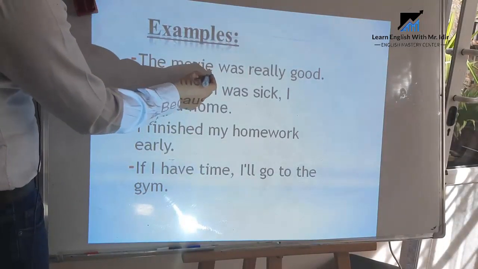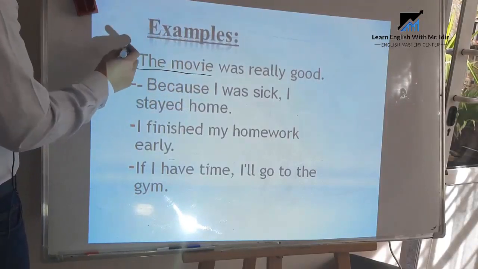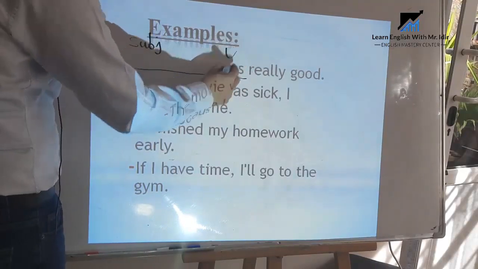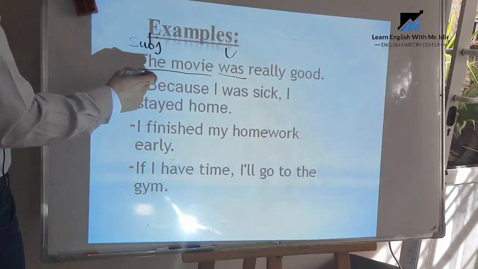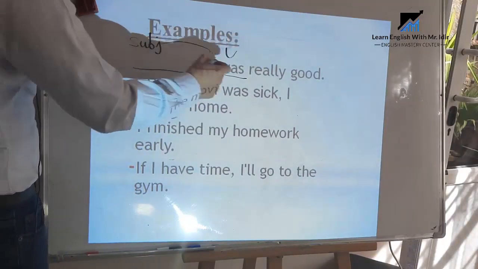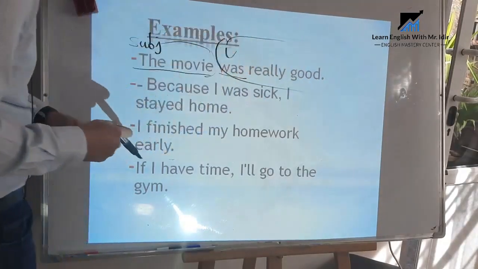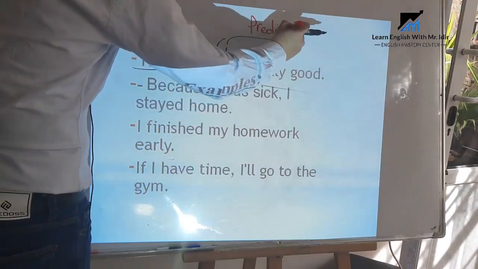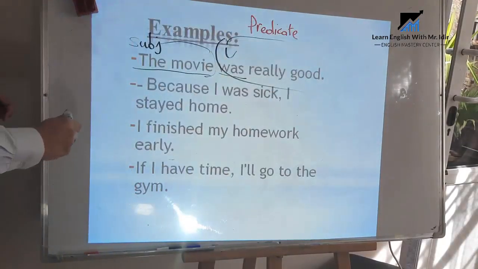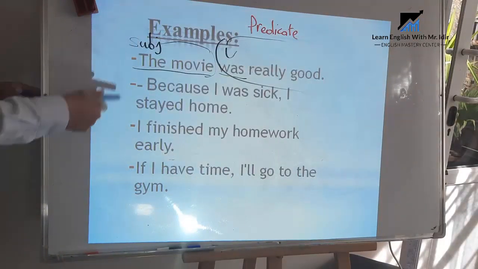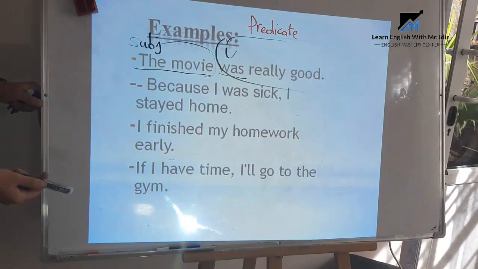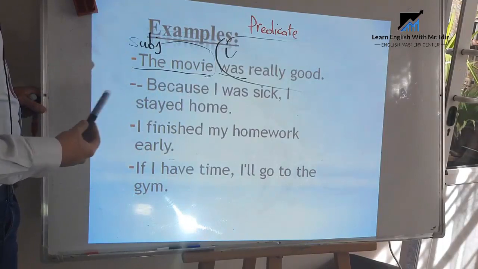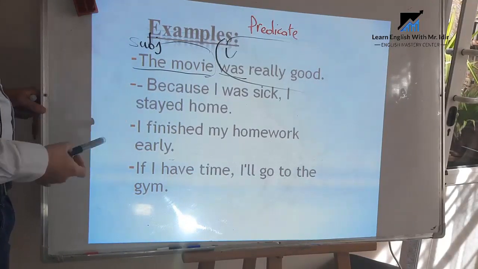The movie was really good. The movie here is the subject. Was is our verb. Really good is our complement. So what is our subject? This is our subject, and this is what we call the predicate. Okay, let's write it. Predicate. You may ask yourself, this is also a sentence. Yes, indeed, it is also a sentence. Every sentence is a clause. However, not every clause is a sentence.